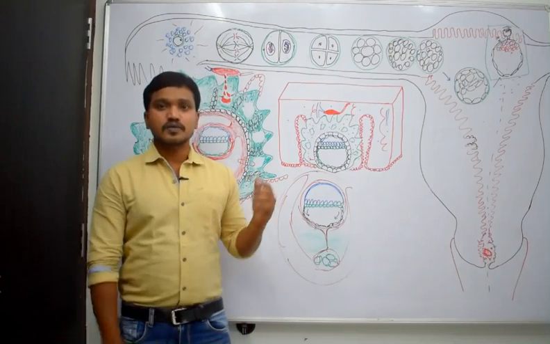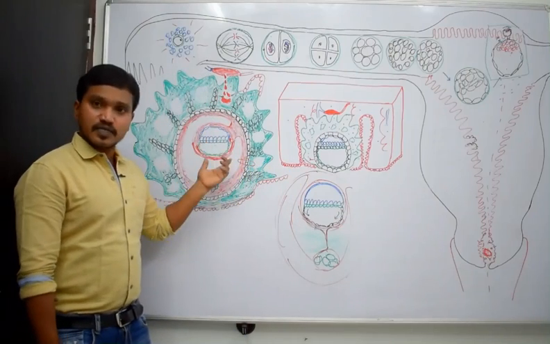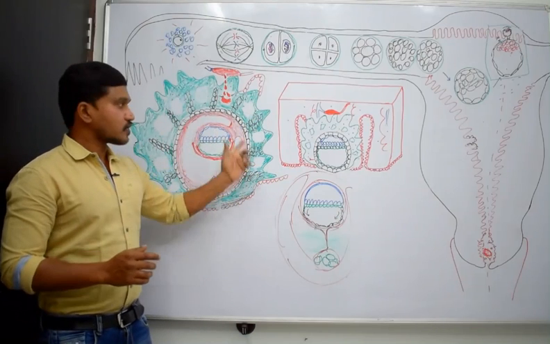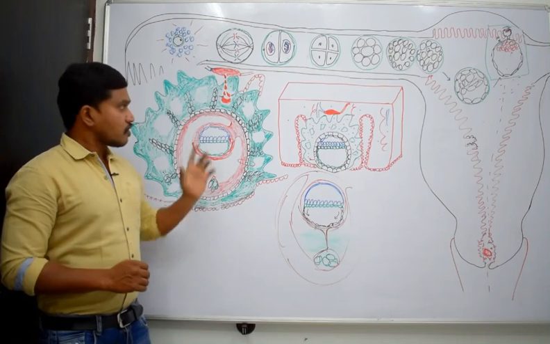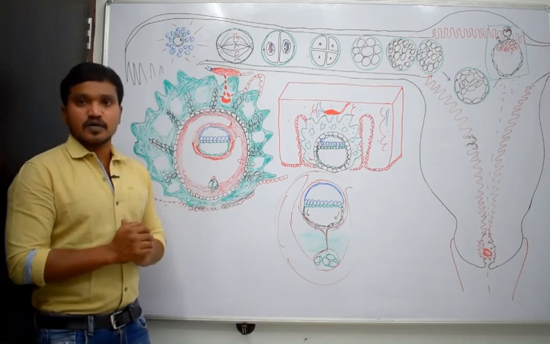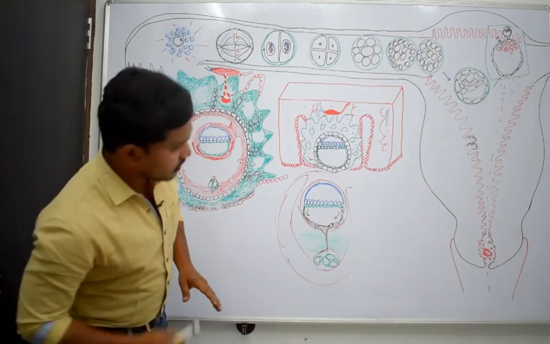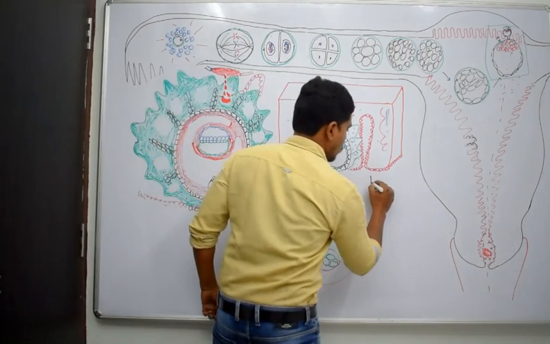Last session we discussed the different developmental changes which occur in the second week. Now we will discuss a few applied aspects related to the development of the second week. First one is the pregnancy test. What is the basis for the pregnancy test? HCG, human chorionic gonadotrophic hormone.